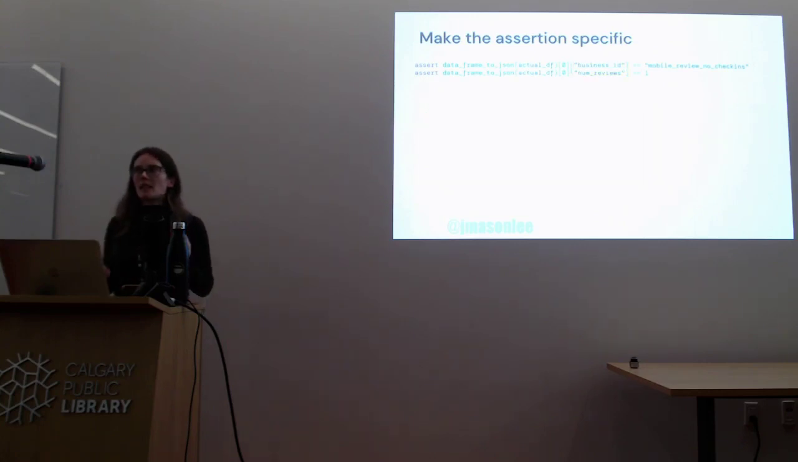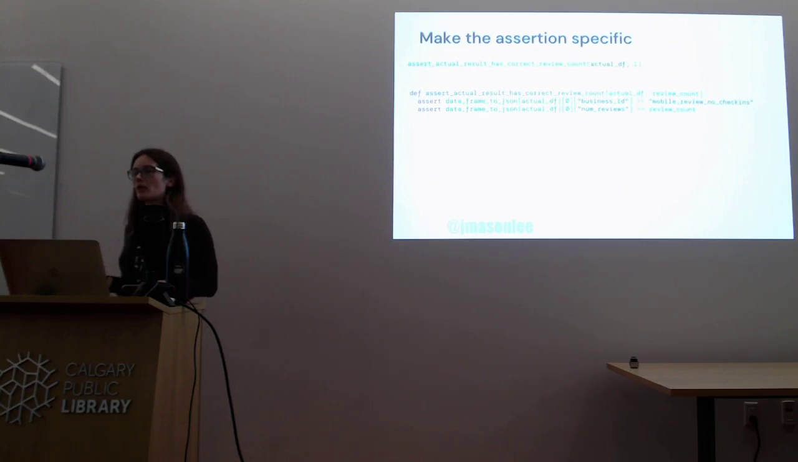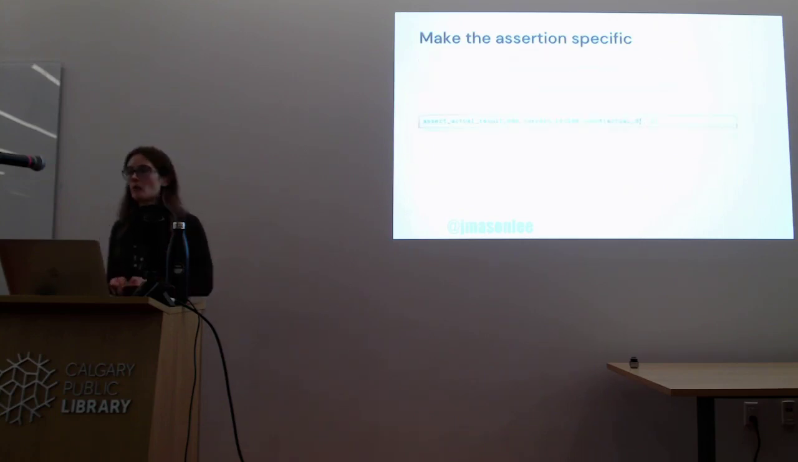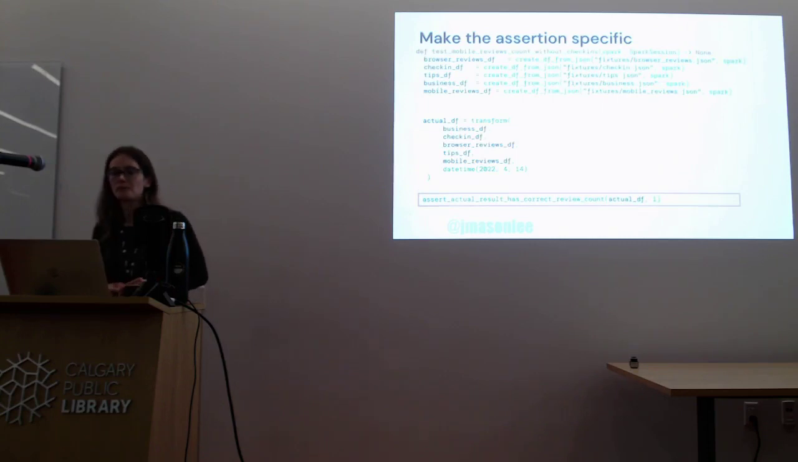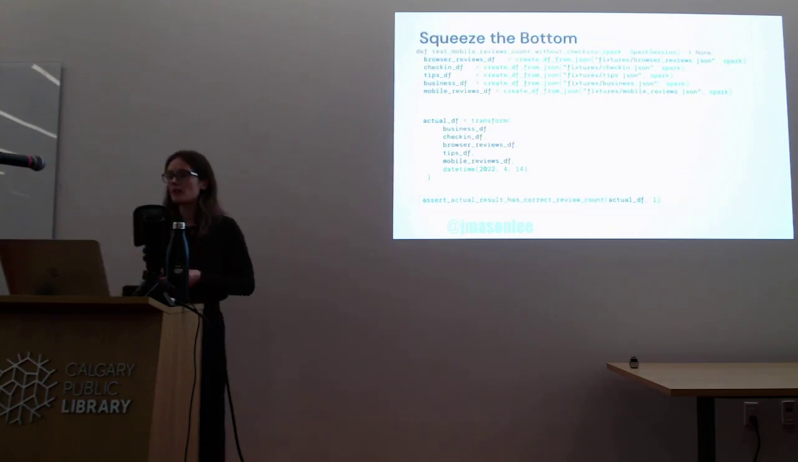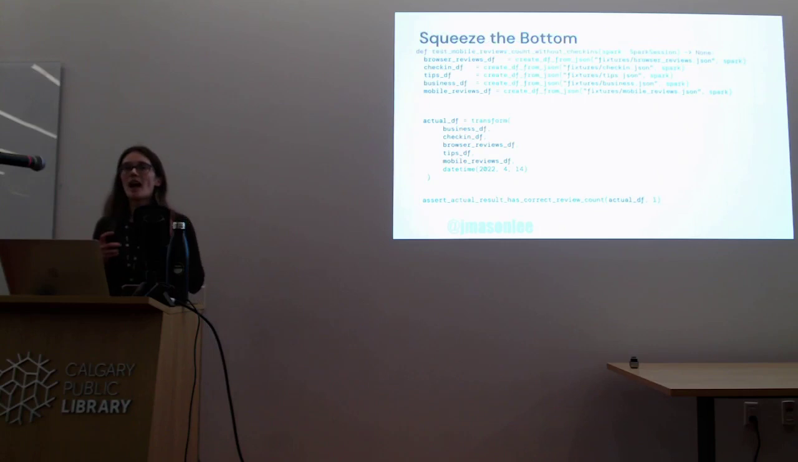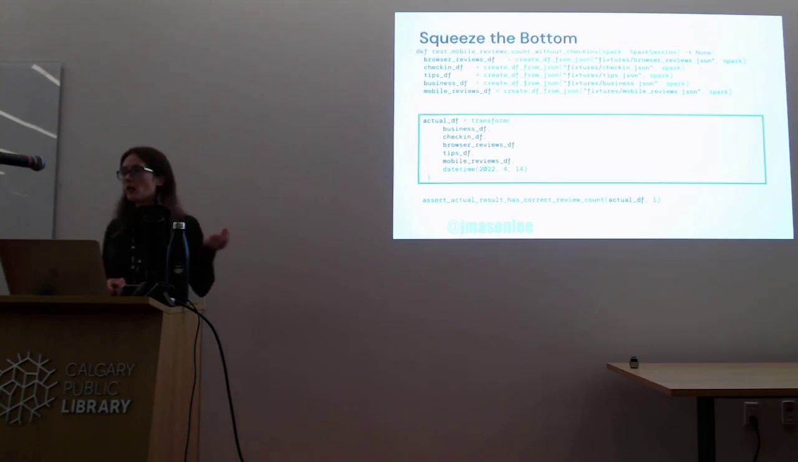I like things to be easy to manipulate and easy to read when I work with them, so I'm going to extract those into a method called assert actual result has correct review count. And it is that assert method that I'm going to drop into the bottom of my test. With this very specific assert method, I can now start to squeeze the bottom, and we're going to take a look at that transform function next.